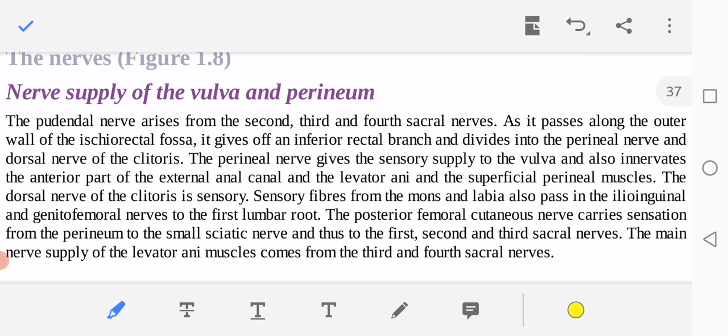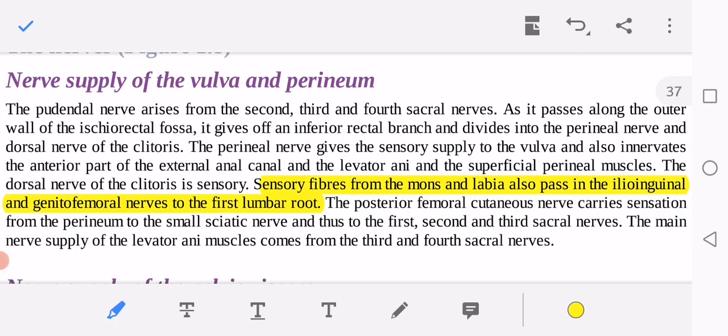Sensory fibers from the mons and labia also pass in the ilioinguinal and genitofemoral nerves to the first lumbar root. This point is also important. The posterior femoral cutaneous nerve carries sensation from the perineum to the small sciatic nerve and thus to the first, second and third sacral nerves. The main nerve supply of the levator ani muscles comes from the third and fourth sacral nerves.